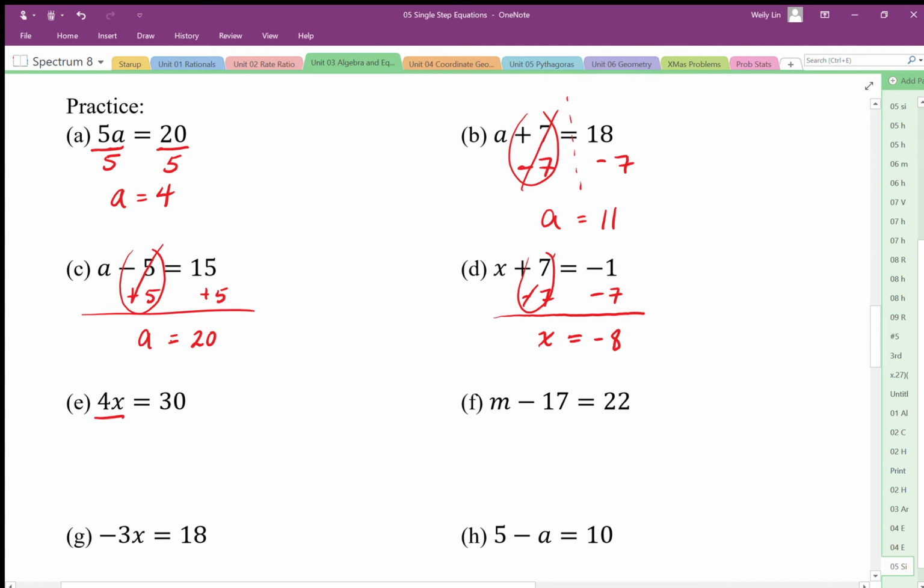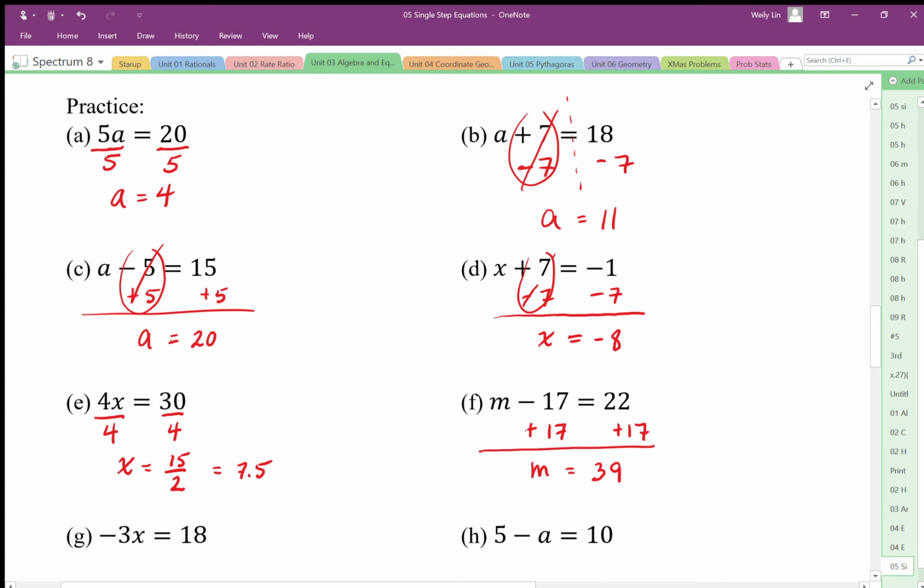Here we have a times 4, so we're going to divide by 4. Divide by 4. X is equal to 30 divided by 4 simplifies to 15 over 2. We could also say that's equal to 7.5. Minus 17, the inverse or opposite is plus 17. Okay, so minus 17 inverse is plus 17. Zero pair, we're left with just m equals 39.